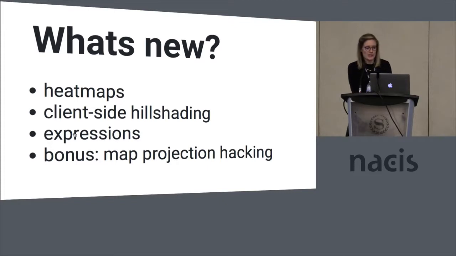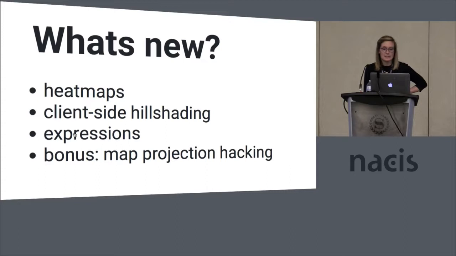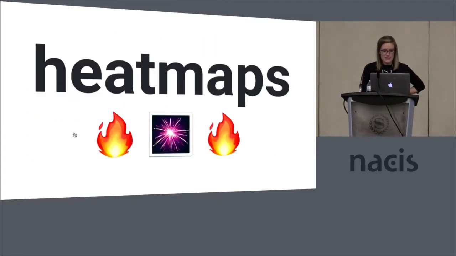So what have we been working on this year? Last year I was here talking about data-driven styling, and we have a lot of new stuff that we hope you will be excited to use this coming year. So we have some new features that have just launched: heat maps, client-side hill shading with raster digital elevation model tiles, something we're calling expressions, which I'll get into more later, and a bonus, which is not a built-in Mapbox GL feature, but I thought this crowd would enjoy some projection hacking using Mapbox GL. So heat maps.